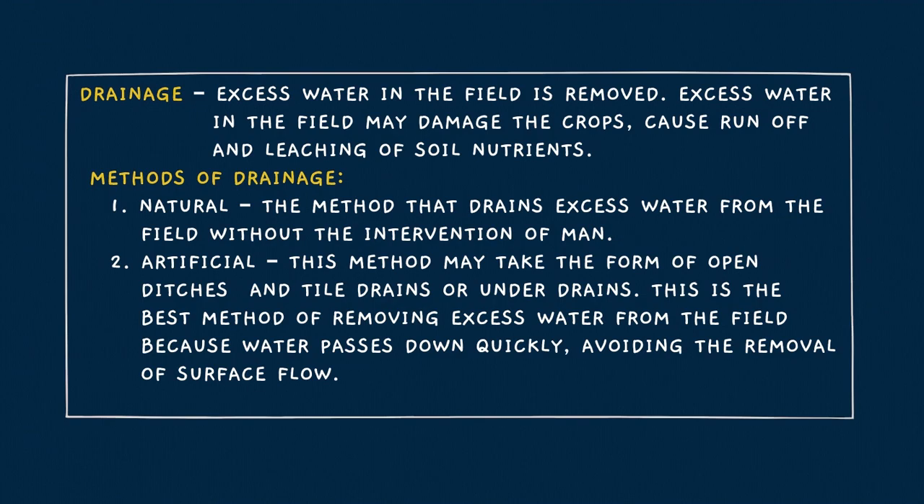Methods of drainage. 1. Natural. The method that drains excess water from the fields without intervention of man. Number 2. Artificial. This method may take the form of open ditches and tile drains or under drains. This is the best method of removing excess water from the field because the water passes down quickly, avoiding the removal of surface flow.